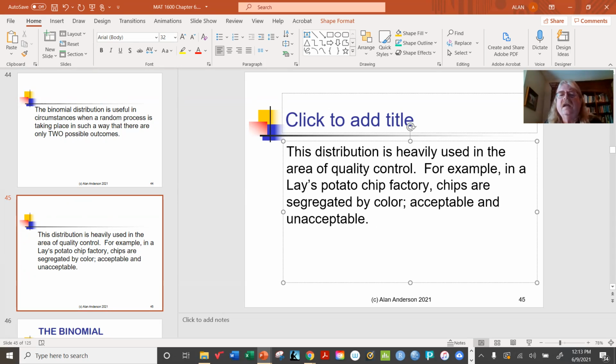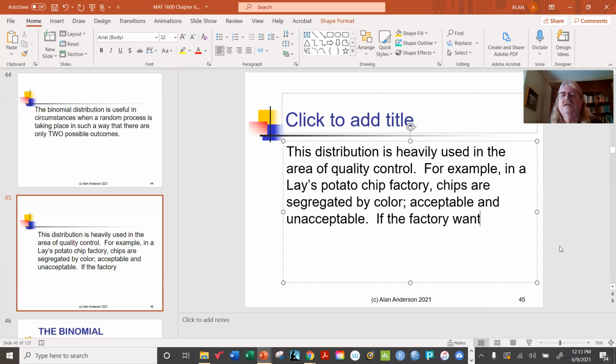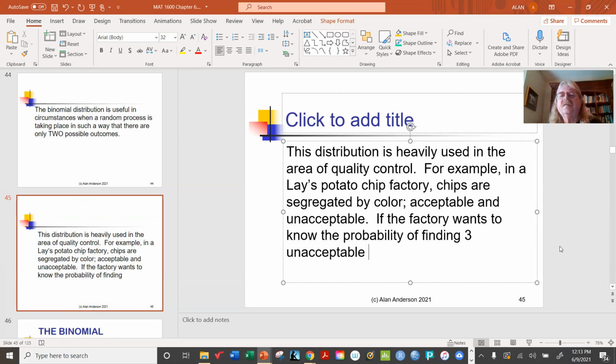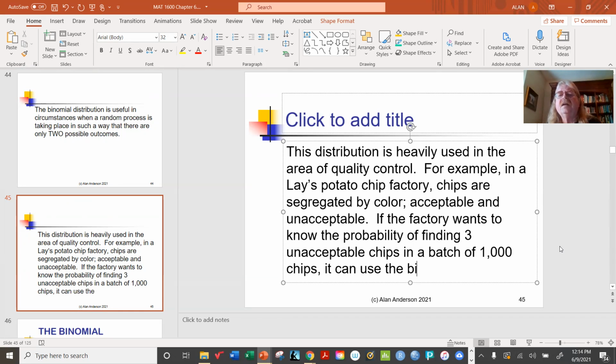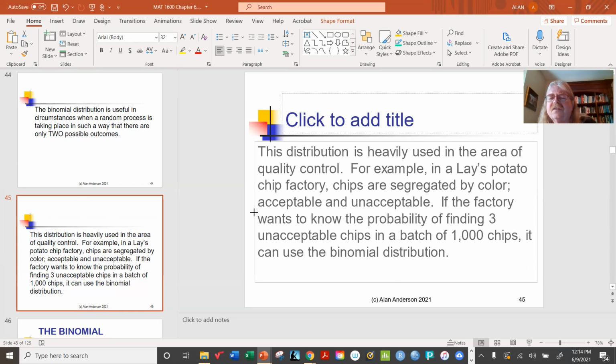So if the factory wants to know, for example, and this is very important information, the probability of finding three unacceptable chips in a batch of 1,000 chips, and that might be considered unacceptable, by the way, it can use the binomial distribution, okay? Because it's perfectly set up for that. Every chip is either acceptable or it's not. There's a machine, it's a really incredibly sophisticated system.